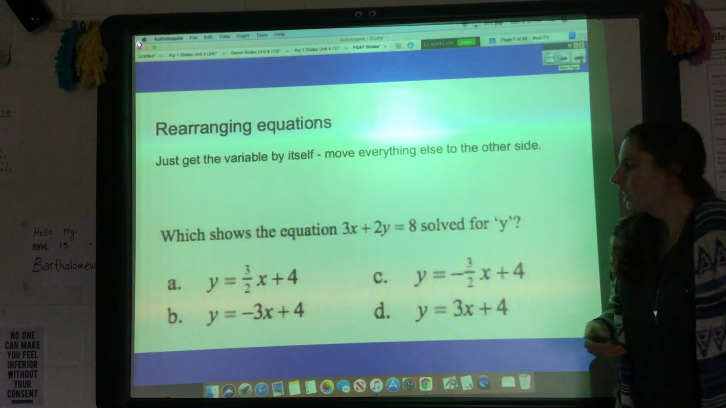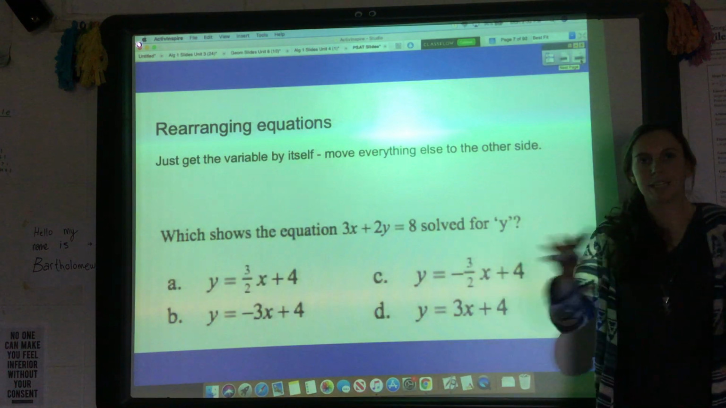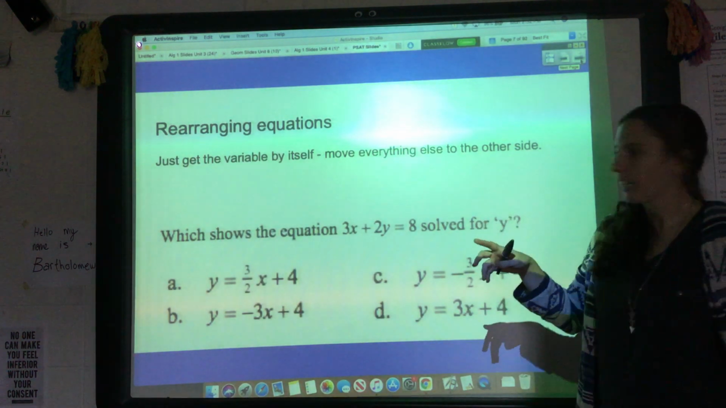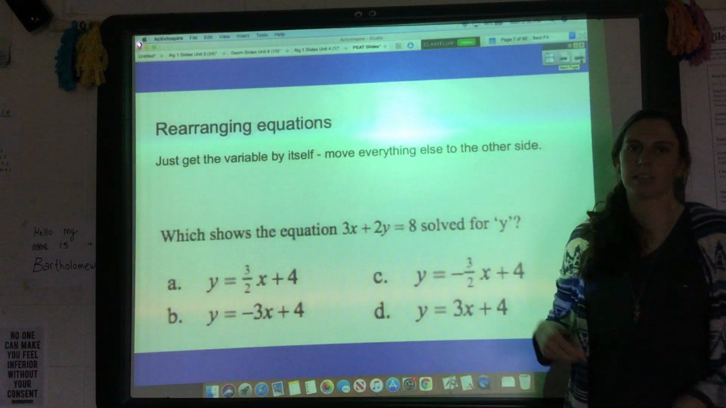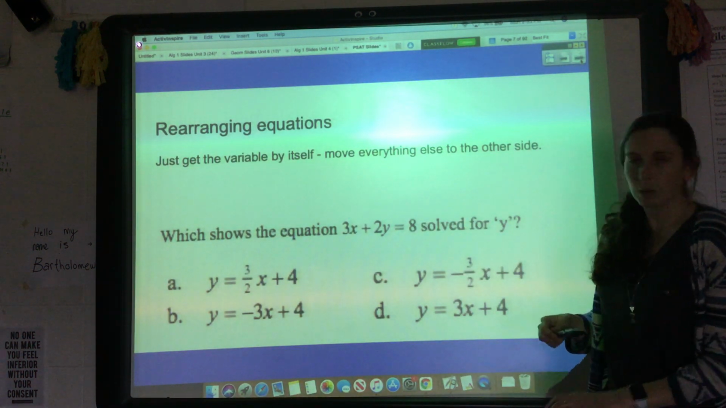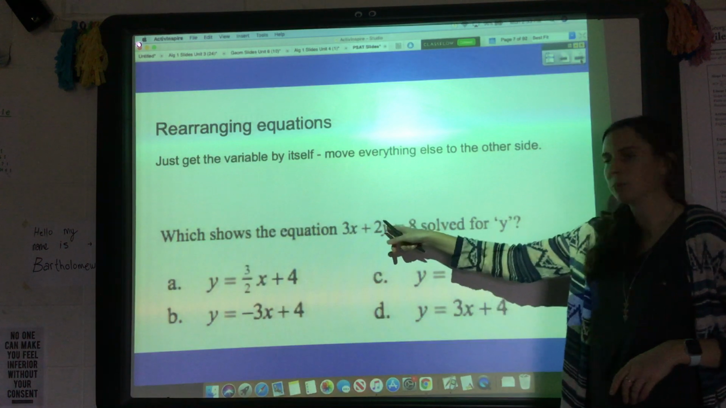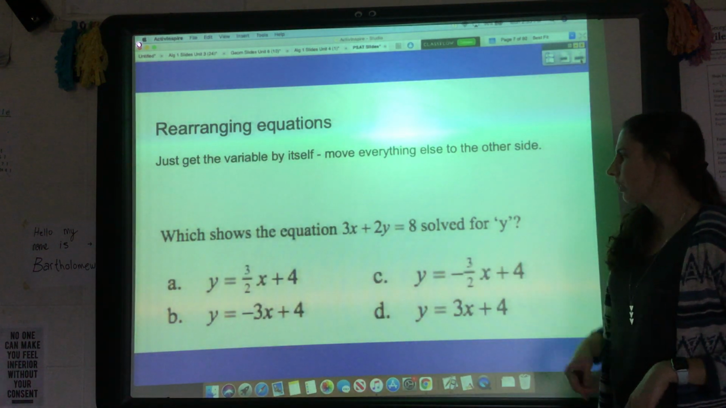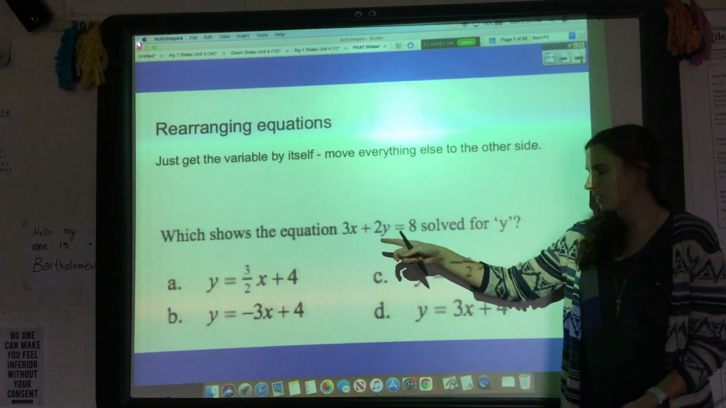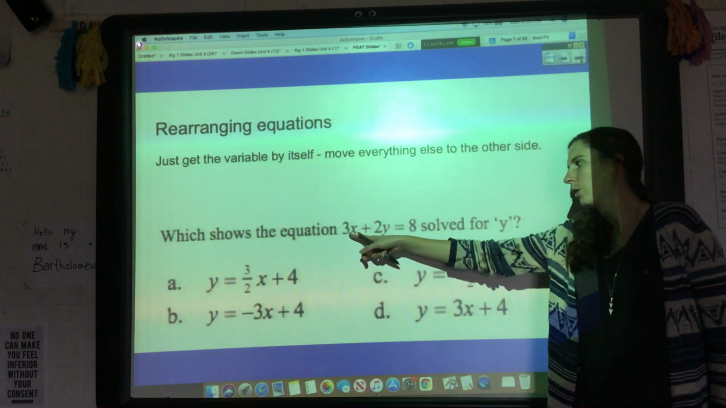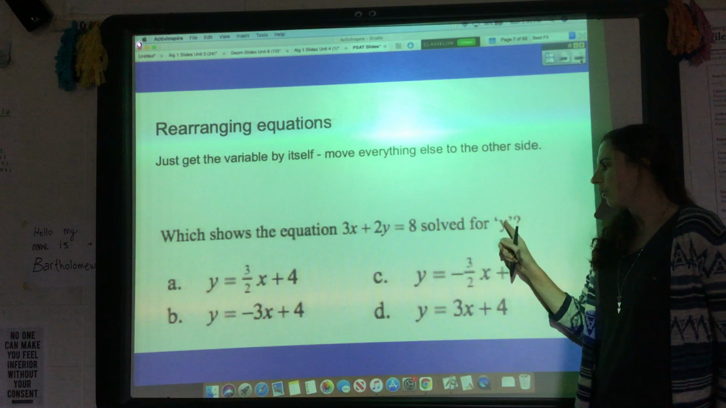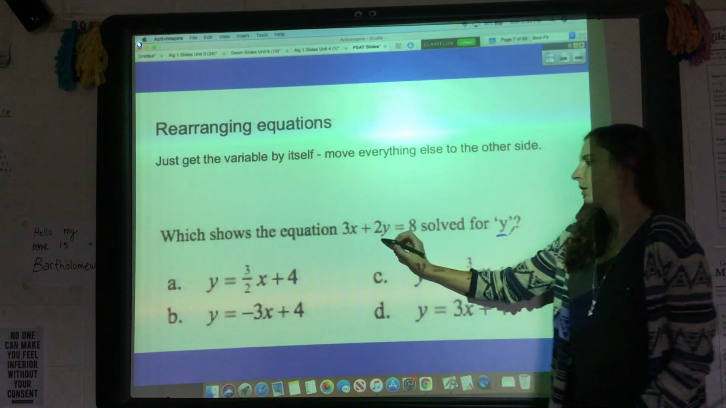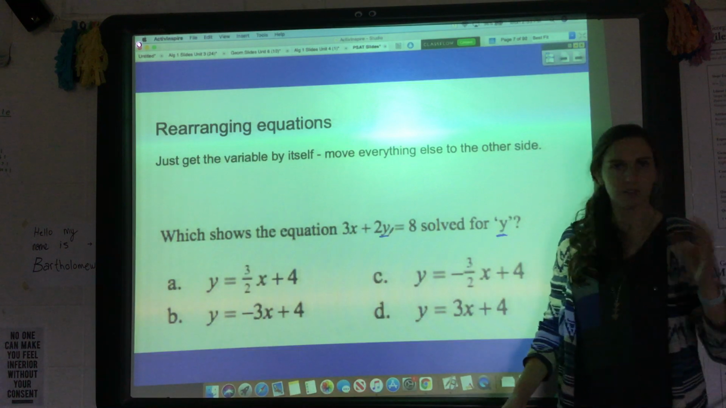Okay. Occasionally you'll be asked to rearrange equations, which is the same thing as what we just did, except that there might be multiple variables in an equation. But you work it out the same way, just solve for the variable by moving everything else out of the way. So, for example, this problem asks which shows the equation, this, solved for y. That's important. I'm solving for y, which is here, so get rid of everything else.